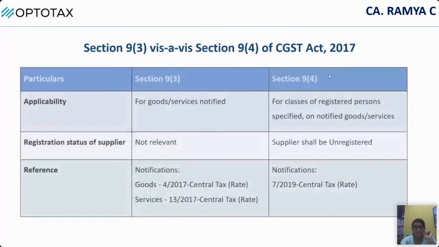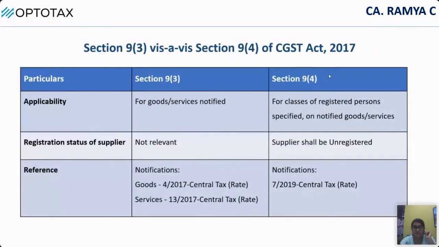Let's see. First thing is applicability. So 9.3 is applicable only on notified goods and services, like I told you before. And 9.4 is applicable on notified goods and services plus notified registered persons also. So here both things they will notify. They'll notify not only goods and services, but they'll notify the persons on whom it will be applicable or not.